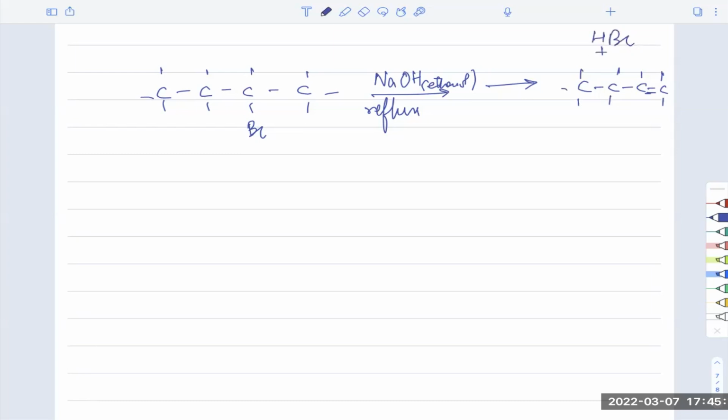That's one option. Another option is that instead of having this, I could remove this bromine and this hydrogen from the adjacent carbon. So that gives me this, where the double bond is on the second carbon. They're both butene, but one is but-1-ene and the other is but-2-ene.